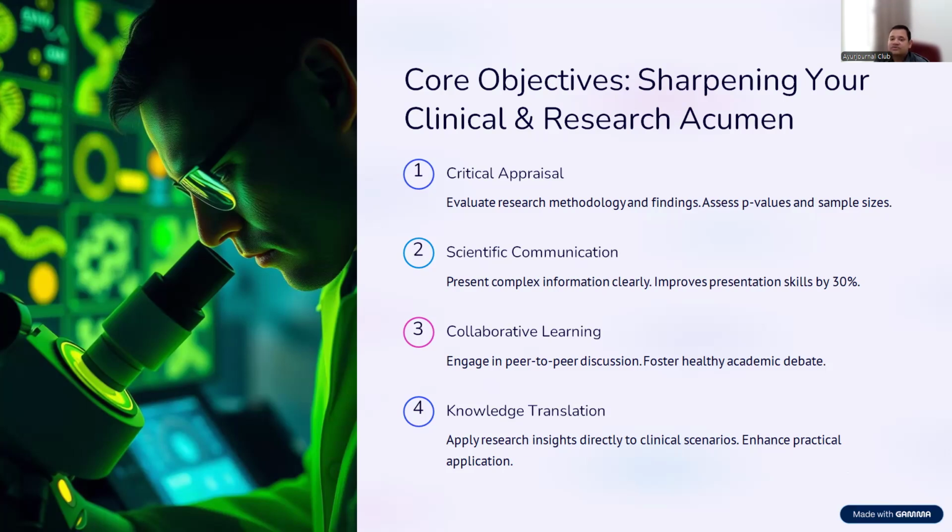presenting. Then our students can learn scientific communication, how you can improve scientific communication. A study shows that by reading particular types of journals, you can improve communication skills or presentation skills by 30%. Then it will be collaborative learning. Means we will engage different specialists and experts, and we are going to have peer-to-peer discussion also. Then it's a type of knowledge translation, means applying the research insight directly into clinical scenarios. So it will enhance our practical application.